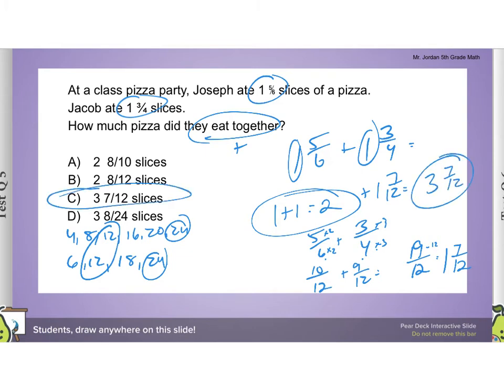7/12. C. If you do the common denominator of 24, you'll end up with a number that looks like 3 14/24. It might be correct, but you might not see your answer on here. So then you're going to have to realize that 14/24 is the same as 7/12.